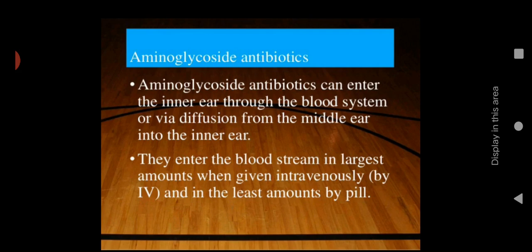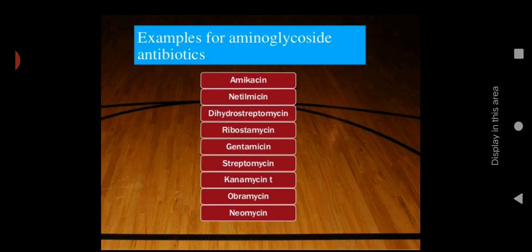The other mode of entry is through the blood system, through the circulation. They enter the bloodstream in the largest amounts when given intravenously and in the least amount by pills. So if you are giving an aminoglycoside intravenously for any other condition, it can circulate to the entire body and it will reach the ear, and least by pills or tablets.